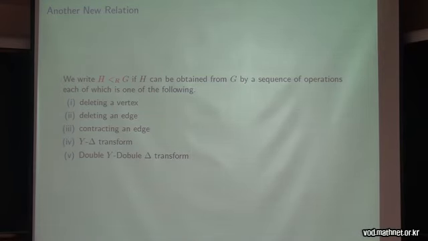And these first 3 are easy, right? Vertex deletion, edge deletion, and edge contraction. And you may hear Y delta transform if you studied the Peterson family. And they showed a new relation, double Y double delta transform. In their paper they said double trihedral transform, but it's actually similar to Y delta transform. I will show this fifth operation, right?